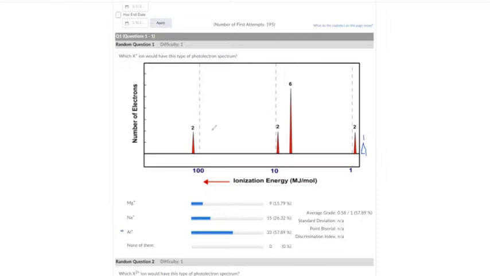Now, if we count the electrons, we have 2 plus 2 plus 6 plus 3, 13 electrons. When it is neutral, that means we have 13 protons. The element that has 13 protons, so the atomic number of 13, is aluminum. So our element has to be aluminum.